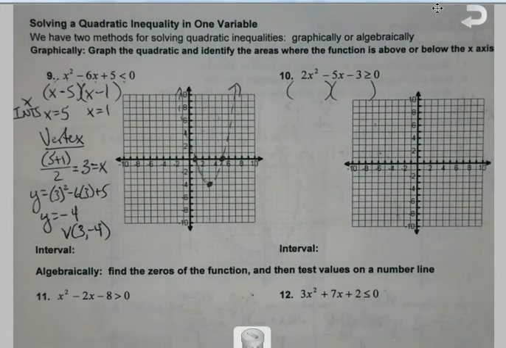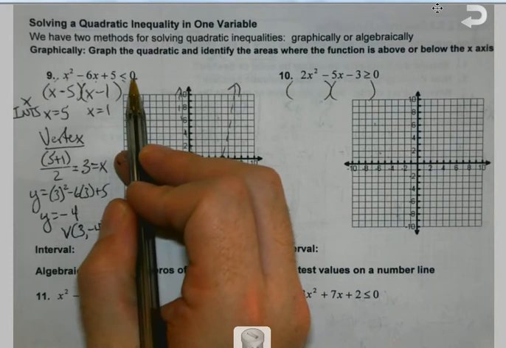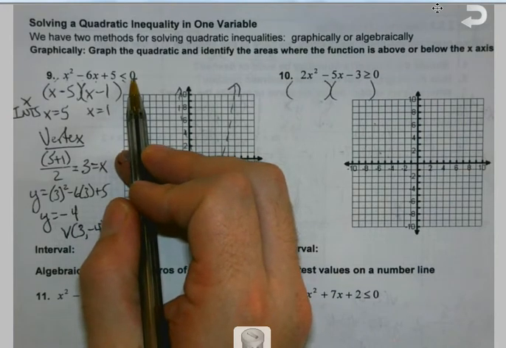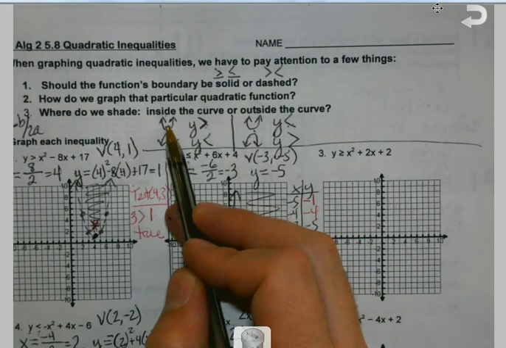Now you're like, okay. You'd always talked before about how if it was y whatever, that's how I figured out where I was going to shade. I don't have a y here anymore. Treat the 0 as though it were the y. So this would still be y is greater than, because we're looking at it from the 0's point of view here. Opening up, and we're at y is greater than. Up, y is greater than, we're inside the curve.